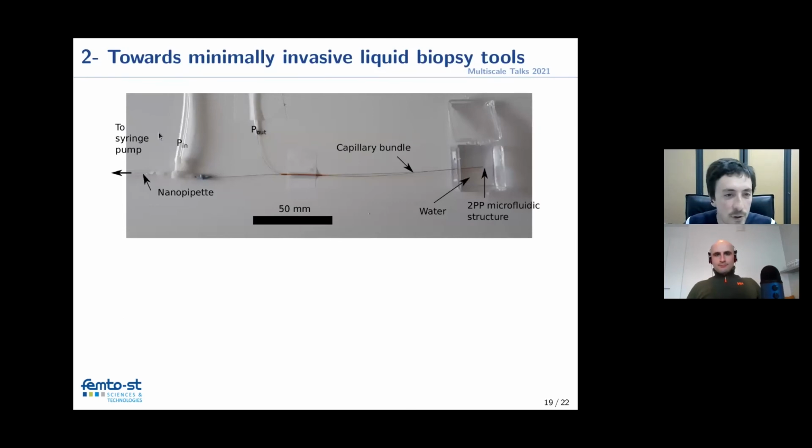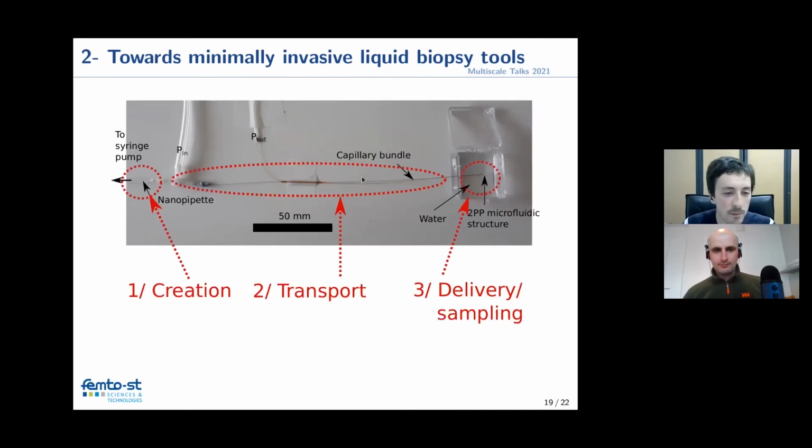So this is a full device, to finish. You can see this tubing is really small and could be 2 meters long. It wouldn't be a major problem for the creation, transport, and delivery of the droplet.